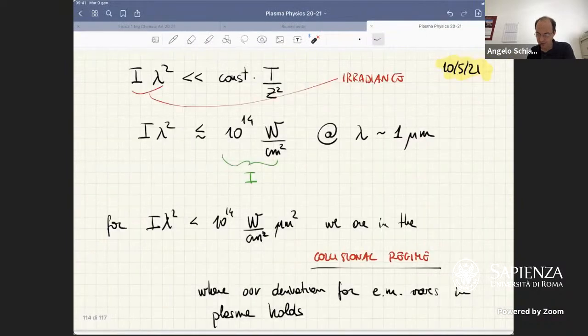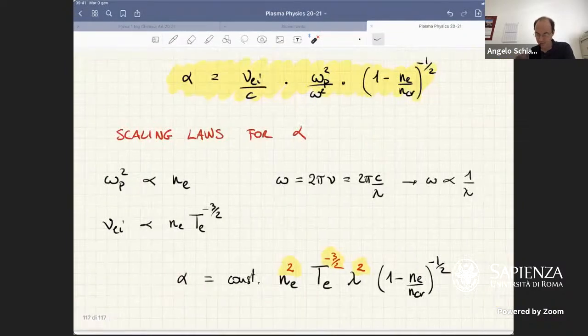I was discussing the scaling law of alpha, of the attenuation. Let's suppose we want to shine a laser, and our purpose is just going through the plasma and having a diagnostic tool. In that case, we have to use very hard radiation, like hard X-ray or gamma rays, that just go straight through the plasma and do not lose that much energy. So it's a use of electromagnetic radiation for diagnostic purposes.